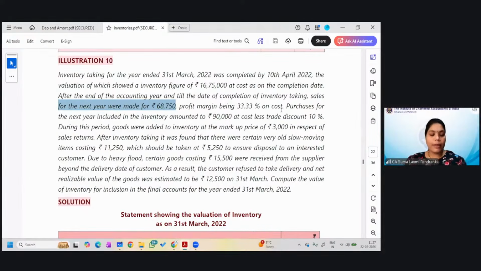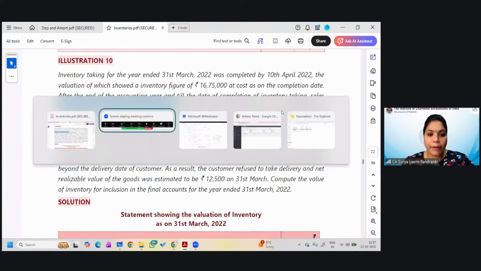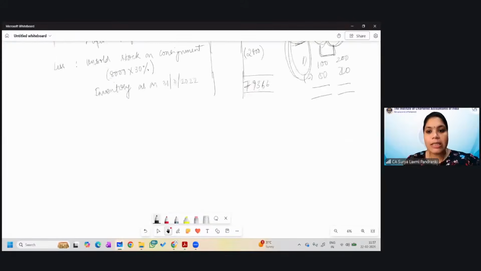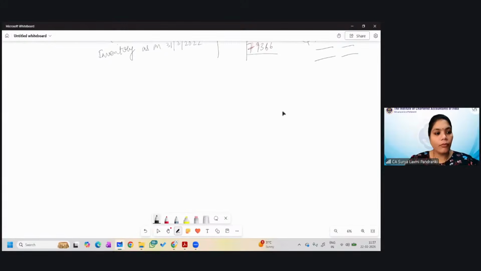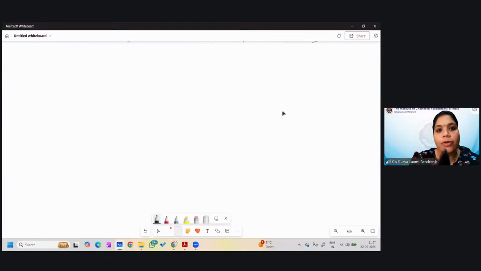Okay, I have to tell you one thing. Since this point came up, I'll tell you. You can remember this table. This is the easier way to remember. 33.33% means I can say it is one third. Agreed?